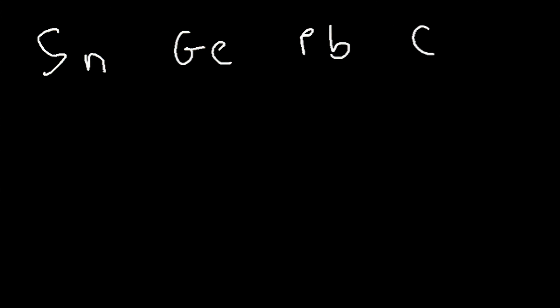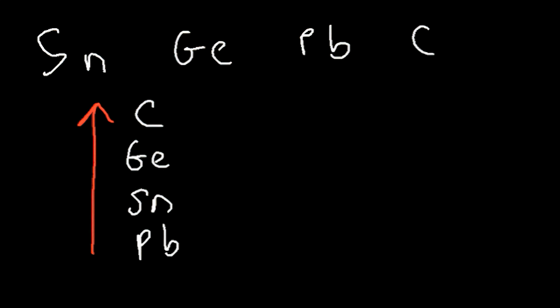Now what about these? Let's say if we have tin, germanium, lead, and carbon. Rank the following elements in order of decreasing electronegativity. Now each of these elements are found in group 4A of the periodic table. So let's put them in order. First we have carbon, and then below that Ge, germanium, and then tin metal, and then lead. Electronegativity increases as you travel up a group. So we want to rank it in decreasing order, so we need to put the most electronegative element first. We need to rank it from high to low.